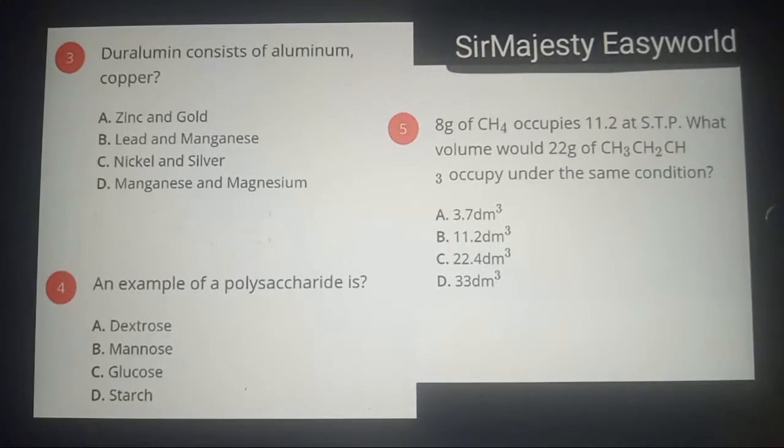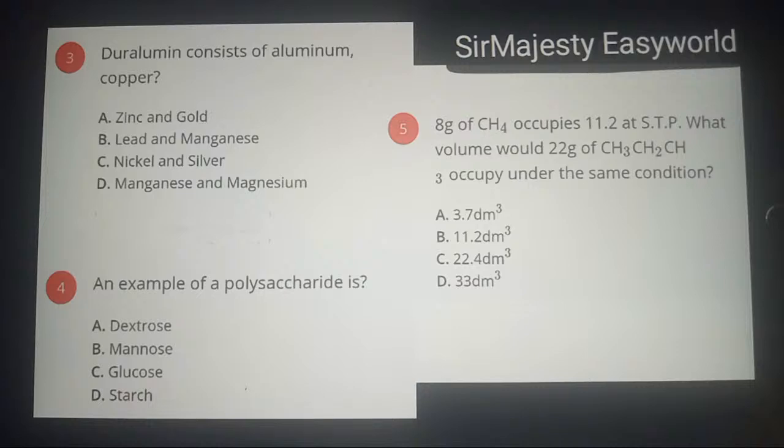Then mannose is also a simple sugar. I think a 5-carbon simple sugar. Glucose is a 6-carbon simple sugar. Remember, 6-carbon simple sugars are called hexose sugars, but starch is a polymer and is a polysaccharide. Then 8 grams of methane.